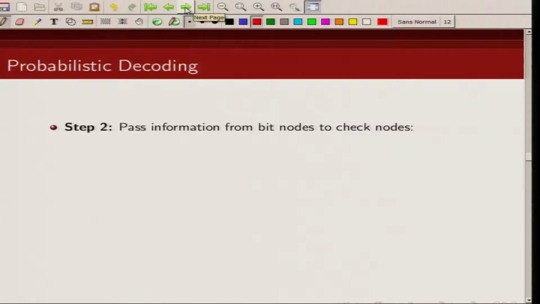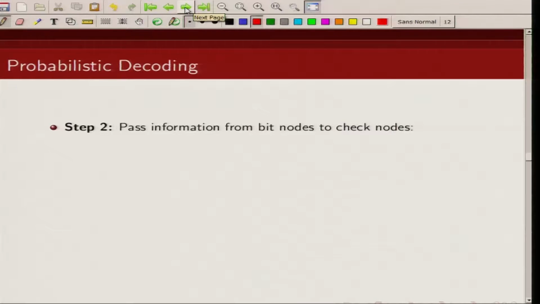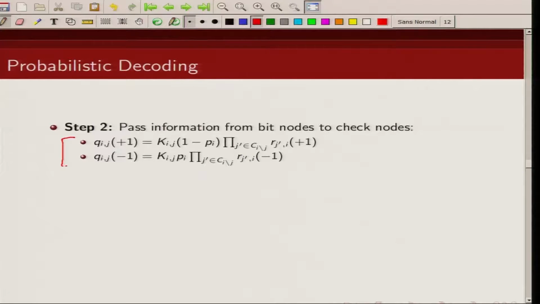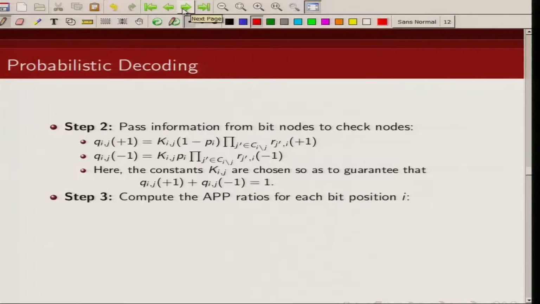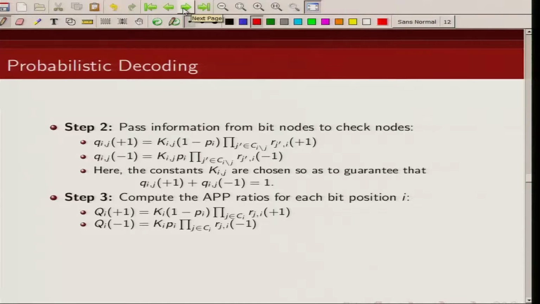Now, once you get these updated Ris from various check nodes, then these Qis are updated. So, you are going to then send the modified information, these Qis, to the parity check nodes, and this is basically given by this. You can do some normalization, these Kis are just some constants. And finally, we will compute the a posteriori probability, and that is given by this expression, and this we have derived earlier in the lecture.